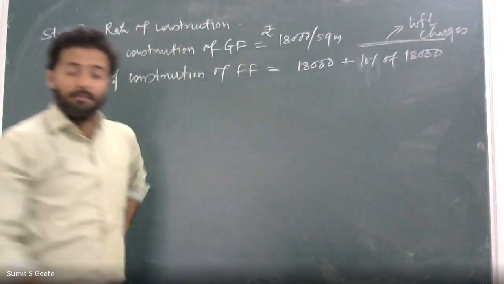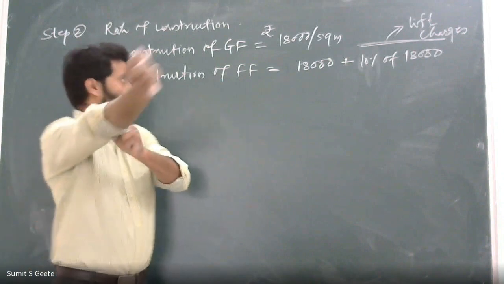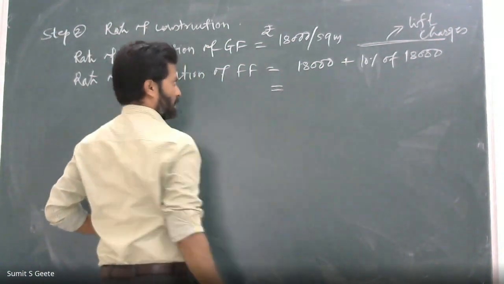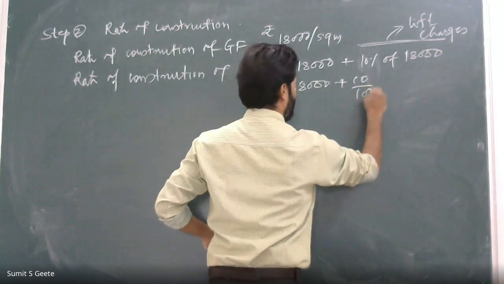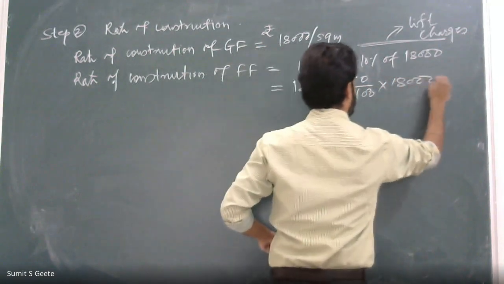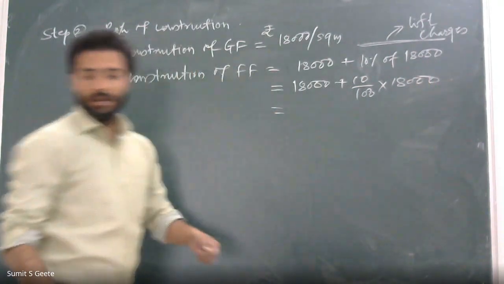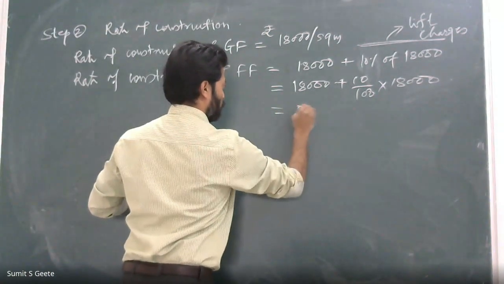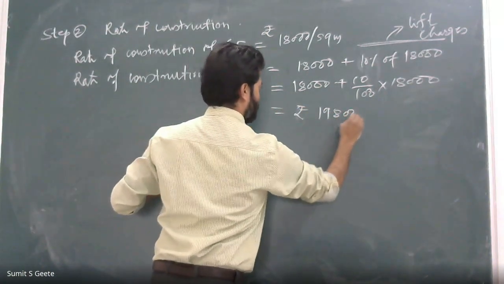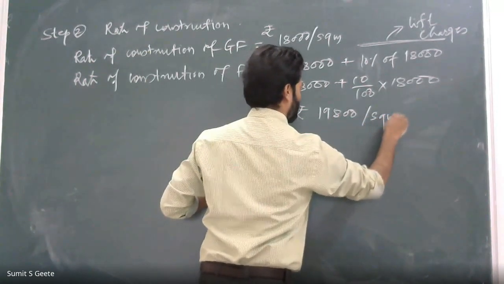This is indicating my lift charges. Is it okay? So if I consider this, it is 18,000 plus 10 by 100 multiplied by 18,000. So can we tell? 19,800. So this is rupees 19,800 per square meter.